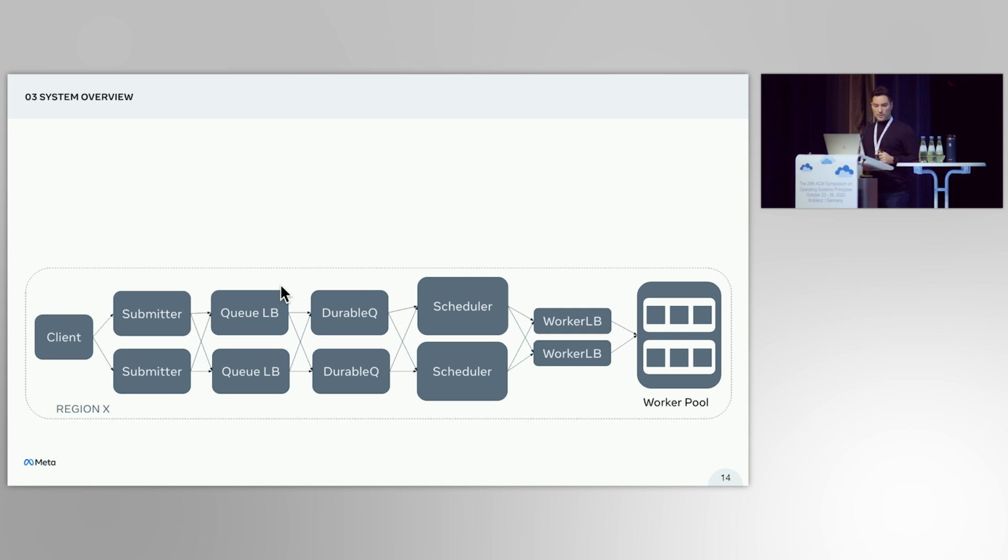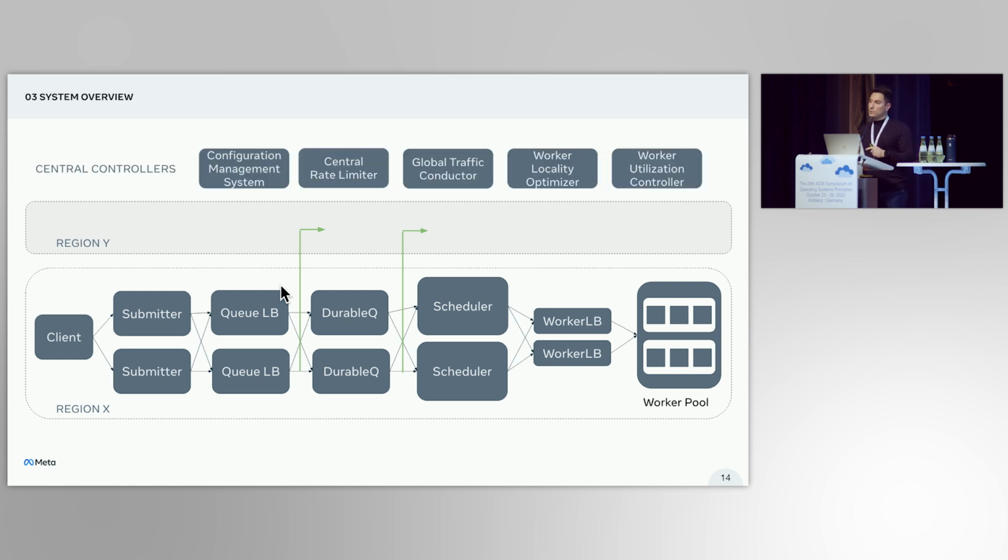I also want to mention that all this happens cross-region, and we do leverage opportunities to load balance across regions. For example, when we enqueue to the distributed queue, these can cross regions. Also, the schedulers might dequeue from the queue of a different region. And this whole process is coordinated by several central controllers, such as the configuration management system, which stores function metadata, or a global traffic conductor, which periodically calculates traffic matrices that are consumed by the scheduler when it comes to making those decisions about where to dequeue functions.